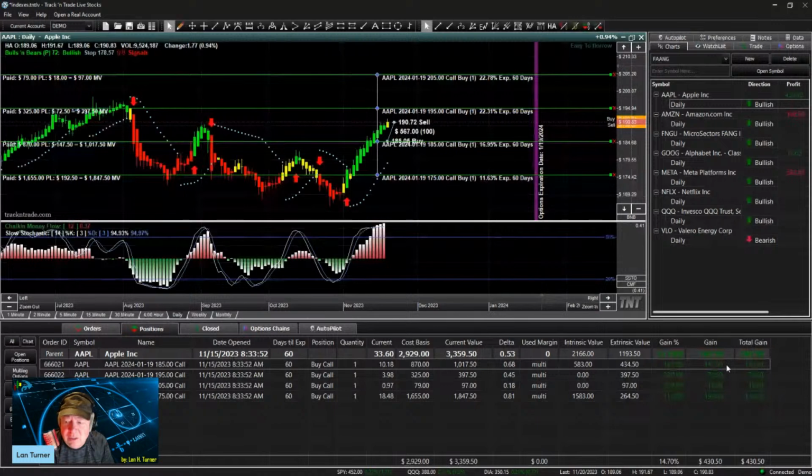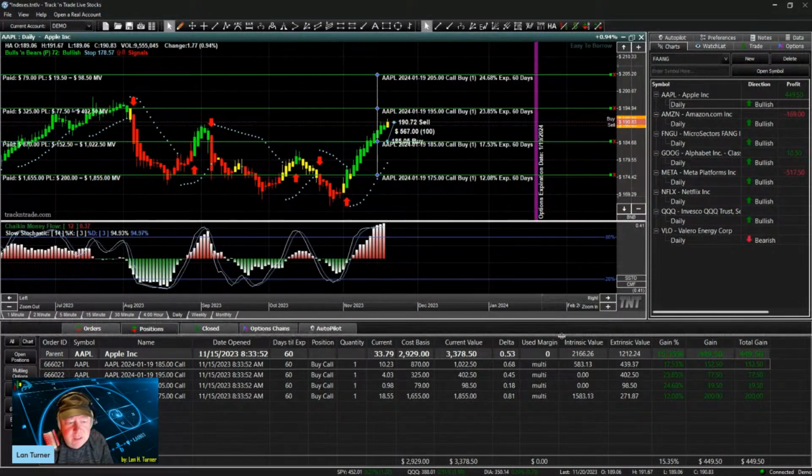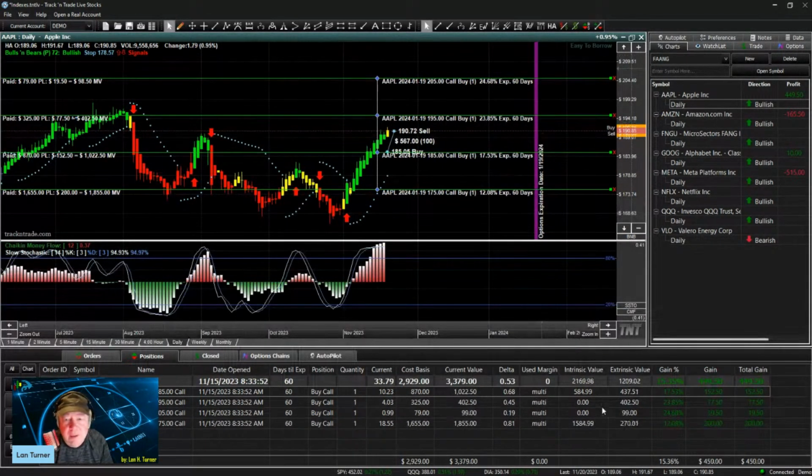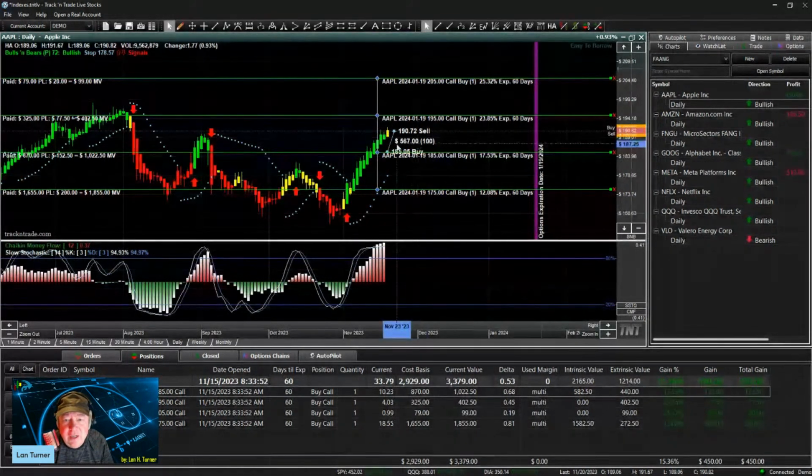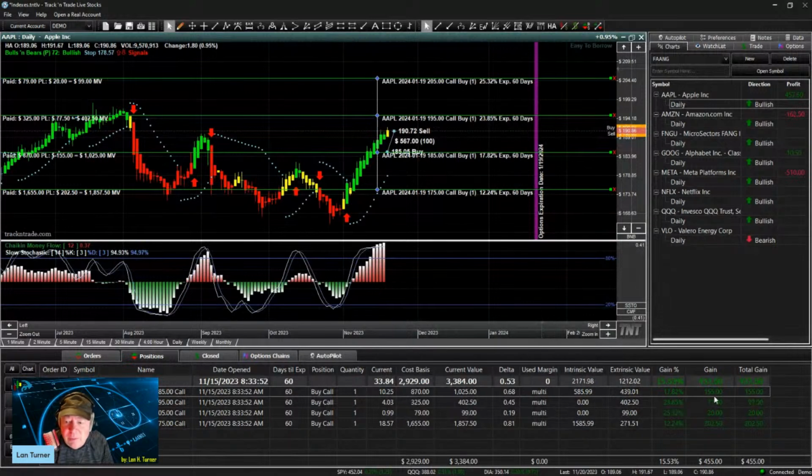What is wrong with this? How come I'm not showing a profit of $567? I bought the call. The market is currently trading at 190. You draw your dollar calculator on the screen. Make this a little bigger so you can see it maybe. Is that helpful? You can see right in here $567 of intrinsic value. It says intrinsic value $585. Why is my gain only $155? Why have I only made $155?